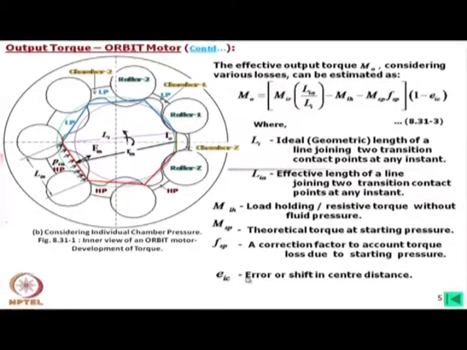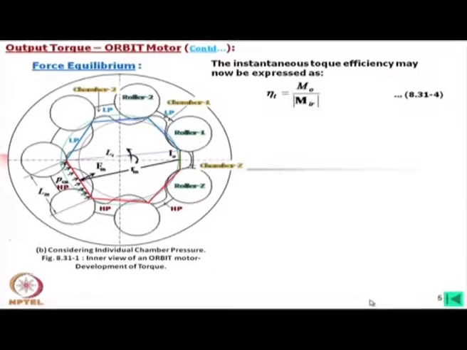But measuring such an error or shift in center distance is very difficult. So, we may neglect this, or in other words, even if possible, if we can measure or estimate that, then whatever additional loss there is can be attributed to this one. Okay.